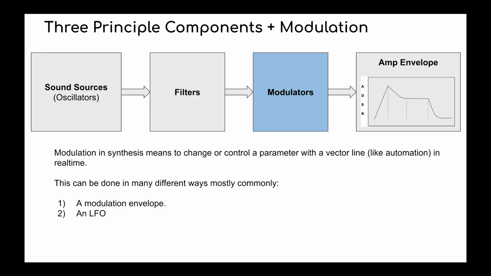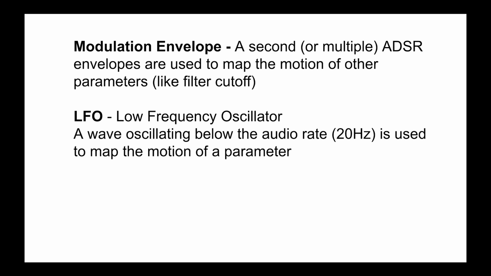So this can be done in many different ways, but most commonly we use either a modulation envelope, like the amp envelope, but it's called a mod envelope, or an LFO, okay? So an LFO, again, stands for low frequency oscillator, and it's one of those things oscillating back and forth over the course of a sound, all right? So with modulation, a second or multiple ADSR envelopes are used to map the motion of another parameter, like filter cutoff, for example, which is a very common and very useful one.